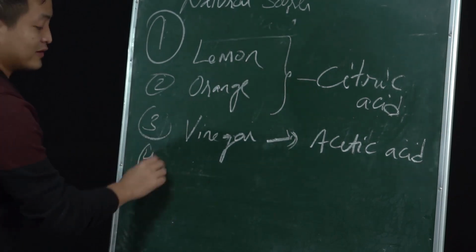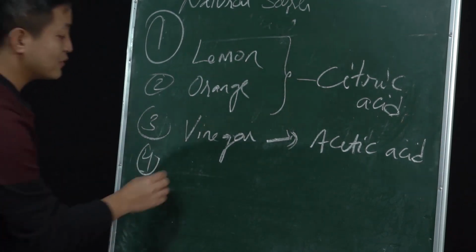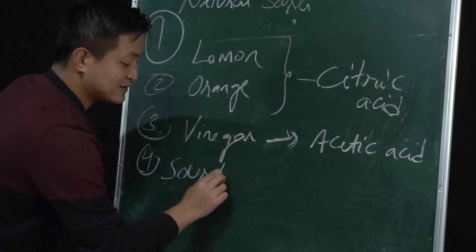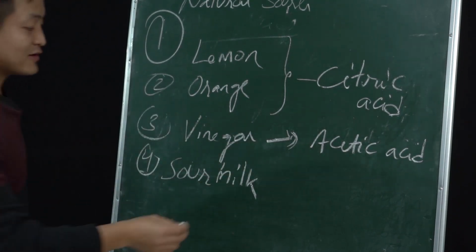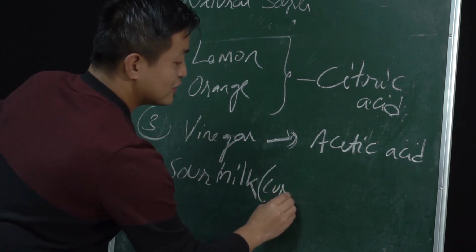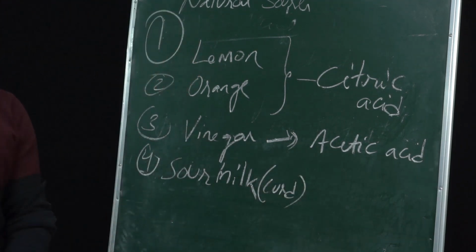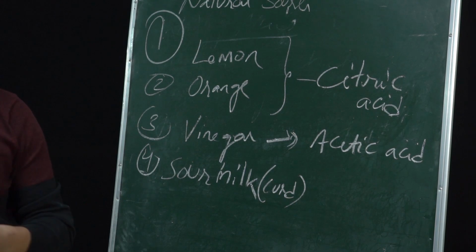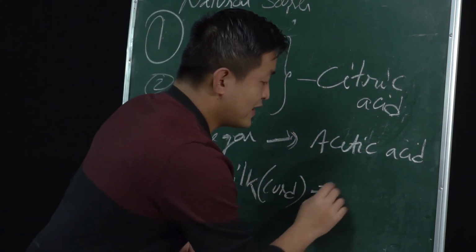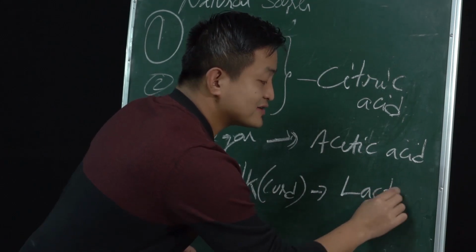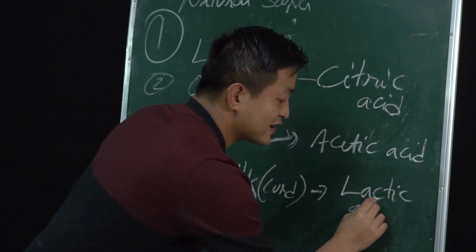Now the 4th one, sour milk. If I say sour milk, that is a curd, right? Sour milk or curd. So even in sour milk or curd, it contains an acid. So what is the name of that acid? It is lactic acid, okay? L-A-C-T-I-C, lactic acid.